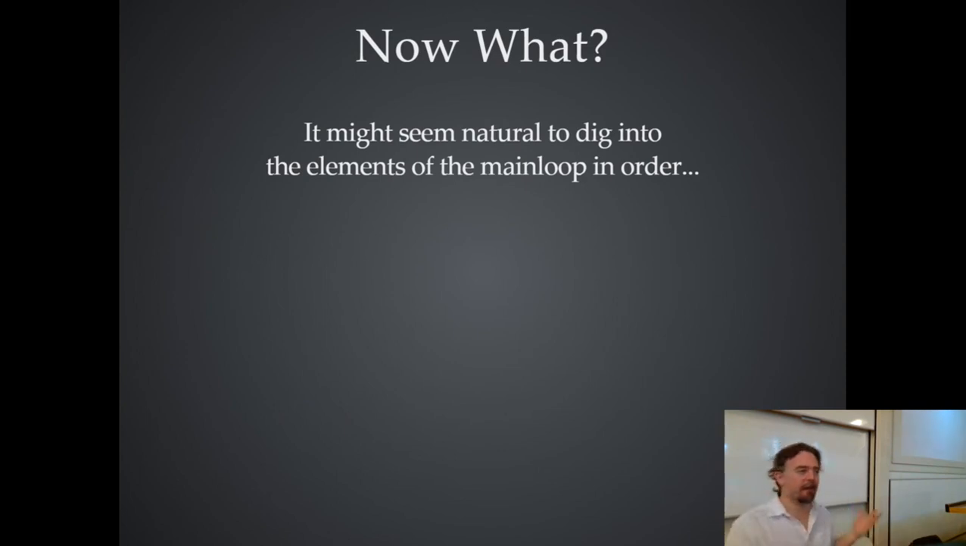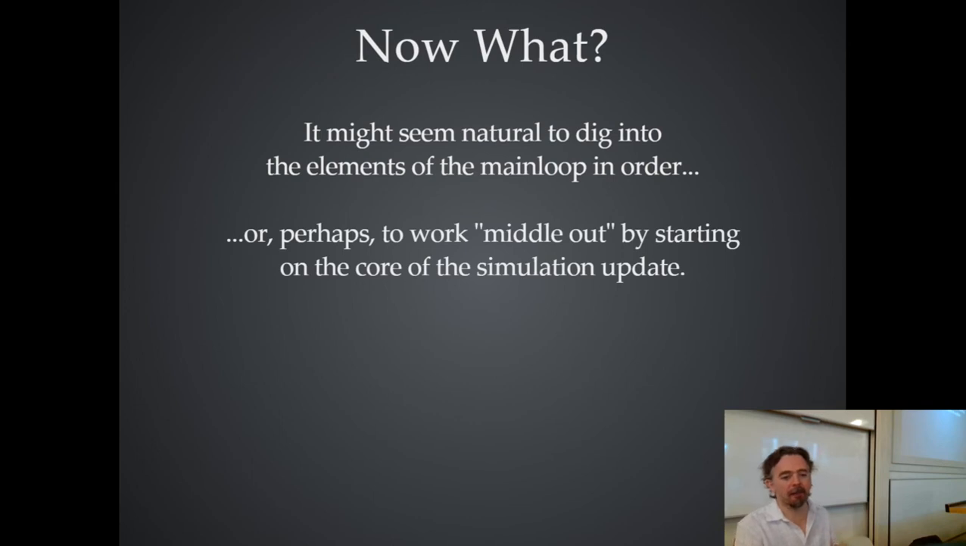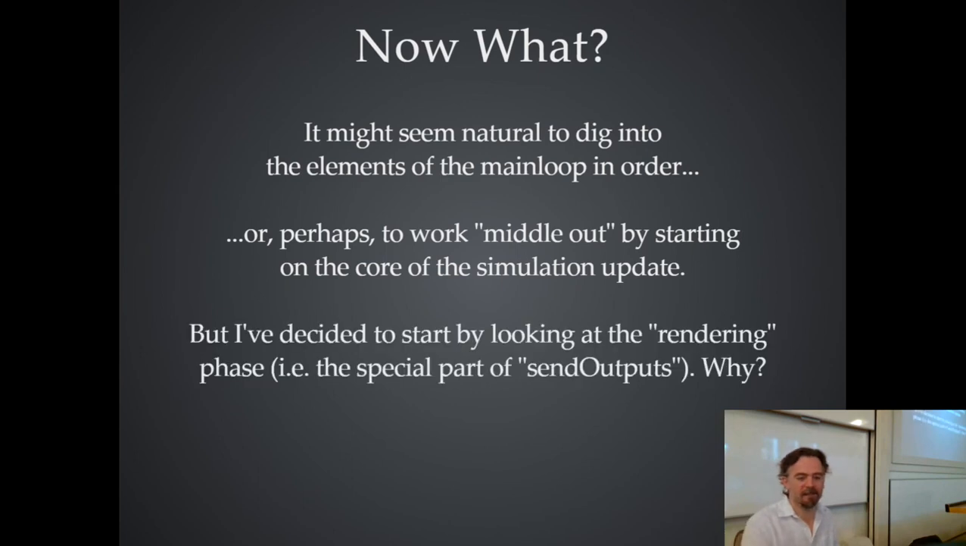All right, so having explained the main loop, there are a couple of things I could do. I could, of course, just go through in order, start with inputs, then do the simulation, then do the output, or I could start in the middle, why not, do the core of the simulation, because that's the interesting part, I guess, or the central part. But what I've decided to do instead is to start at the end, do it completely backwards, and talk about rendering first.